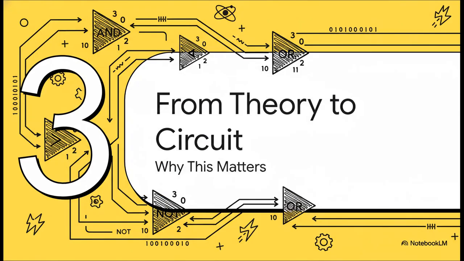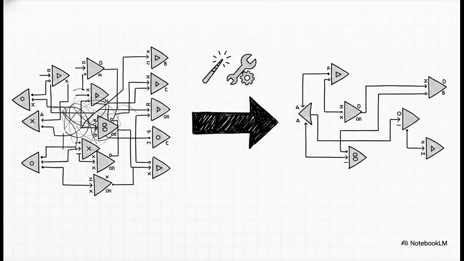Okay, so we've learned all these rules and seen these gates. But so what? Why does any of this matter? Why do engineers spend so much time on this stuff? Well, the answer comes down to one word: efficiency. You see, the real power of Boolean algebra isn't just for exams. It's a super practical tool. It lets us take a circuit design that might be really complicated and messy and simplify it a lot.